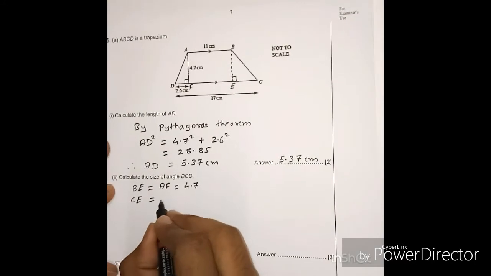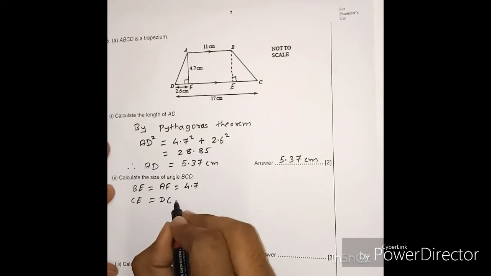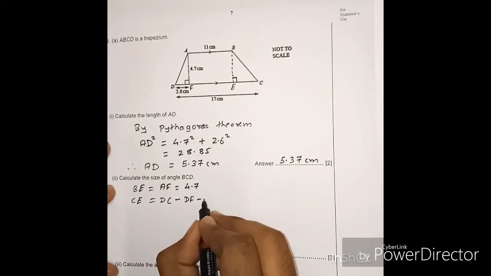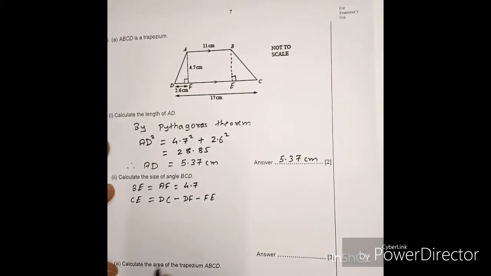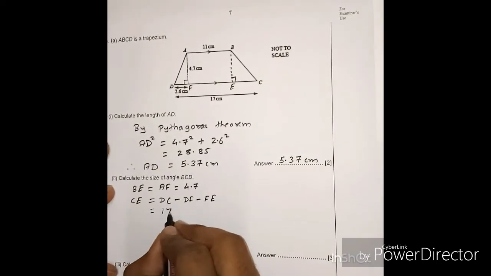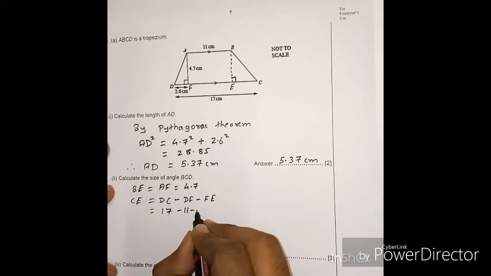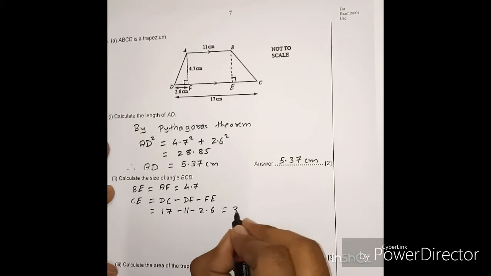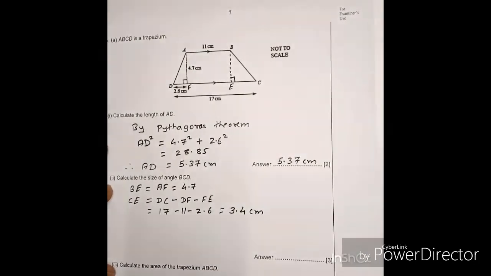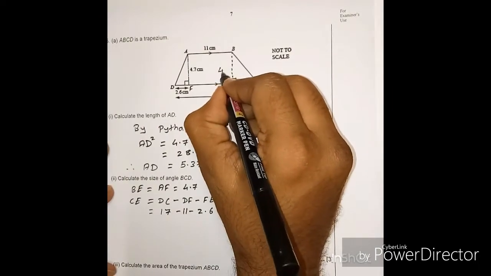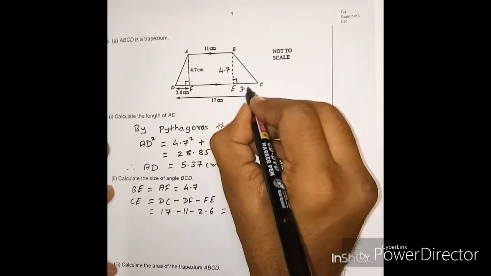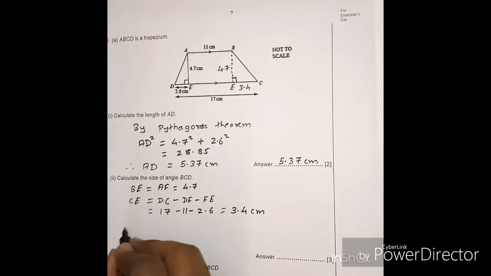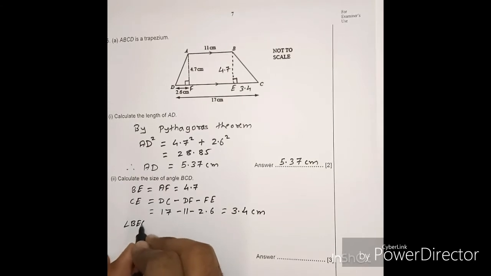So CE will be equal to DC minus DF minus FE, which will be equal to 17 minus 11 minus 2.6, and the value is 3.4 centimeter. Now I got this value as 4.7 and this value as 3.4 centimeter. Now as I know that angle BEC is equal to 90 degree.